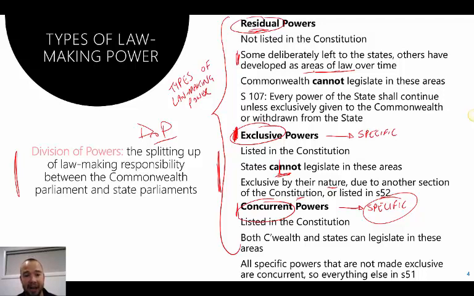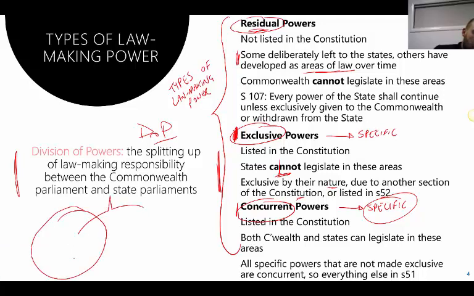So residual powers are the states', exclusive powers are the federal government's, and concurrent powers can be used by both. So we could make up a nice little Venn diagram. States are here, federal is here, and there is some crossover between the two of them. The crossover is concurrent powers, and the states have residual, and the federal government has exclusive powers.